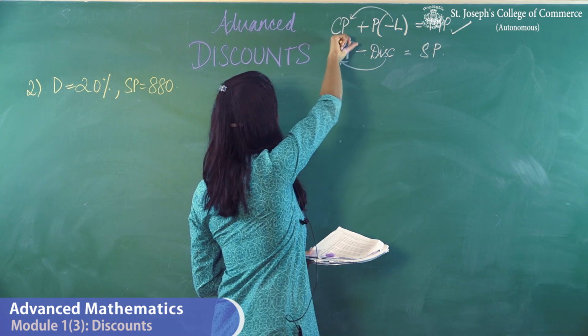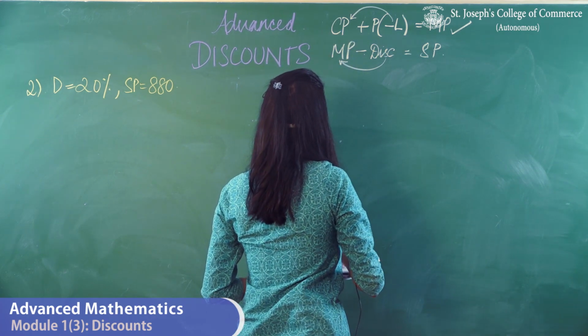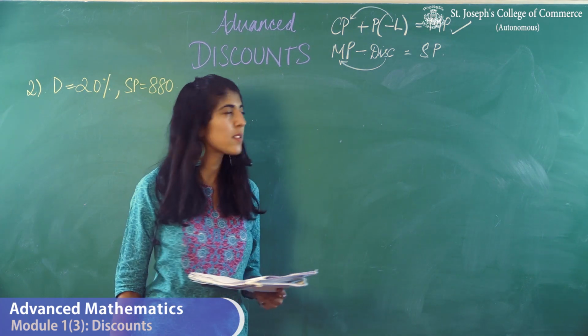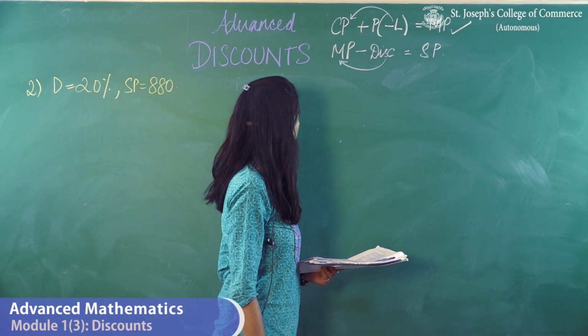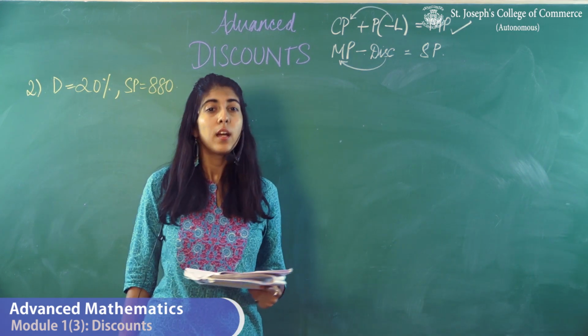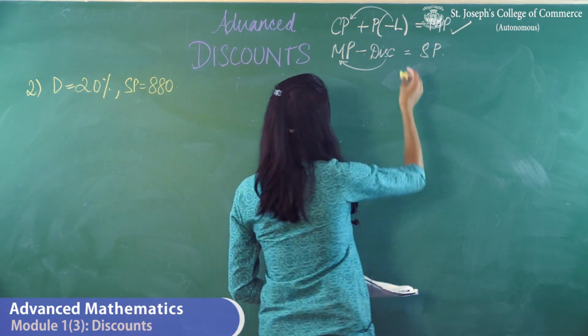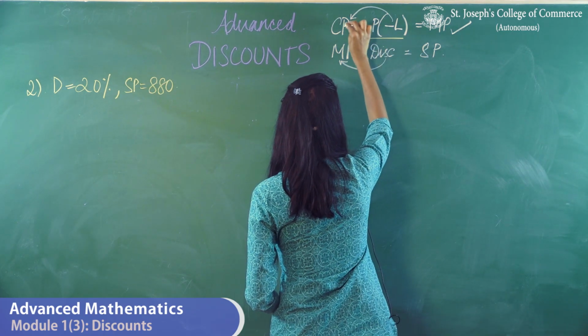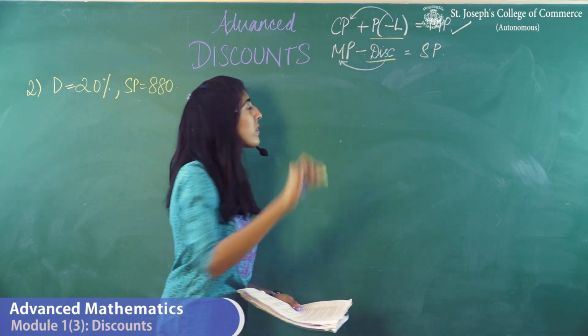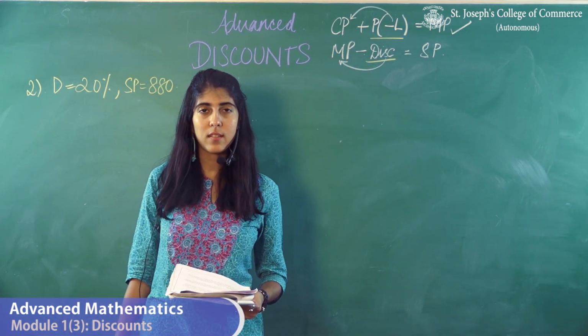First thing being the first formula that says cost price plus profit or loss gives you marked price or list price. And marked price or list price minus discount will give you the selling price or the net price. Two things we need to remember is that the profit percentage is always calculated on cost price and the discount percentage is always calculated on list price.